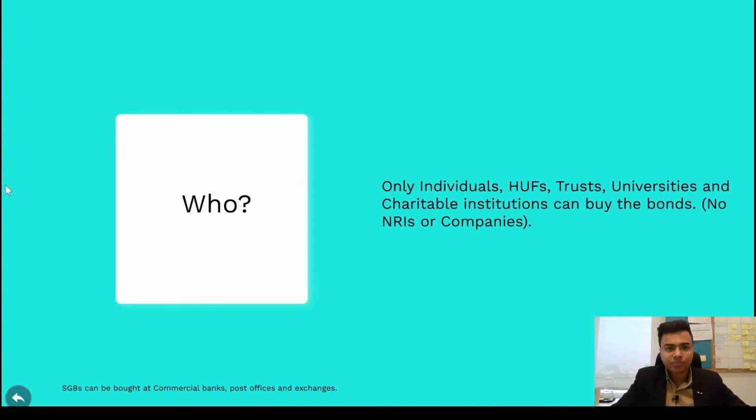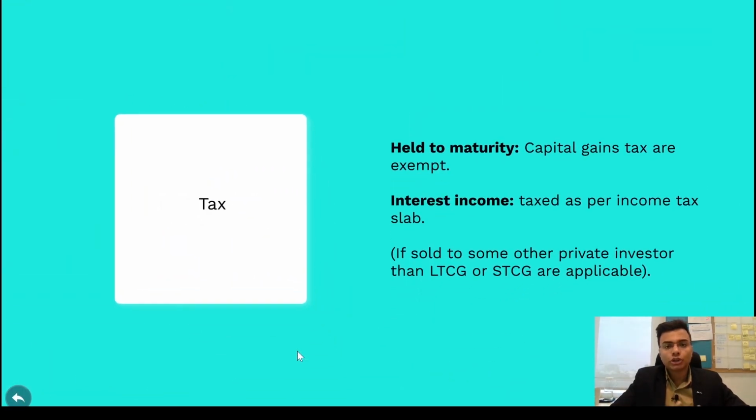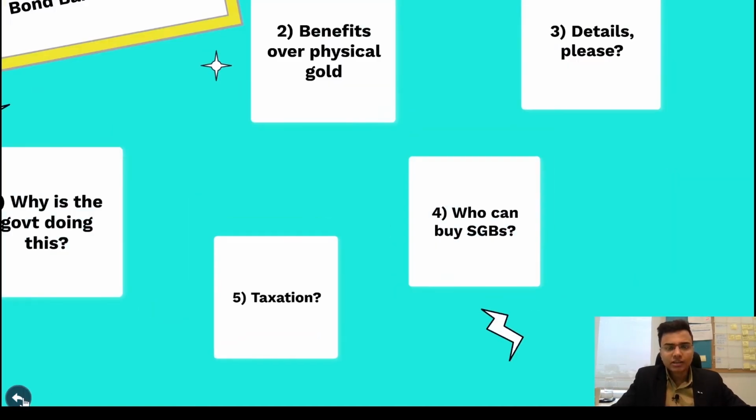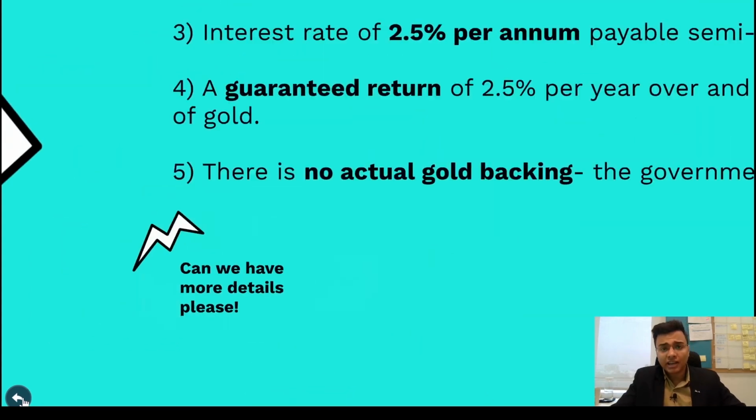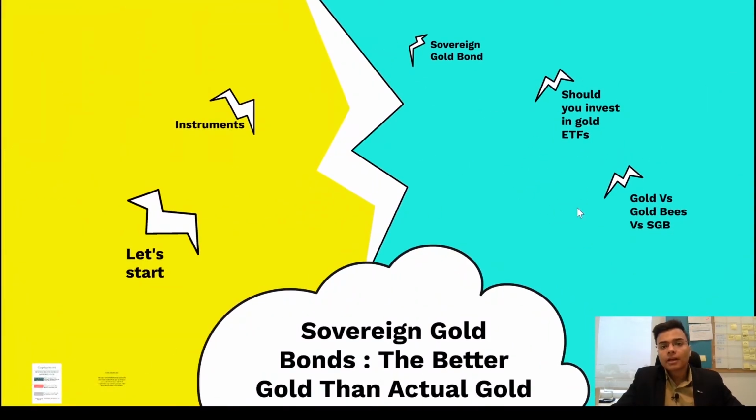As simple as that. And coming to the taxation part, if you hold this bond to maturity, there is no capital gains tax. It's exempt. And obviously interest income will be taxed according to your slab rate. That's it. So we looked at the sovereign gold bond scheme in fairly good detail. Now let us go back to ETFs.